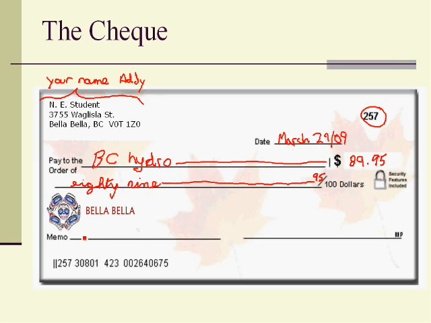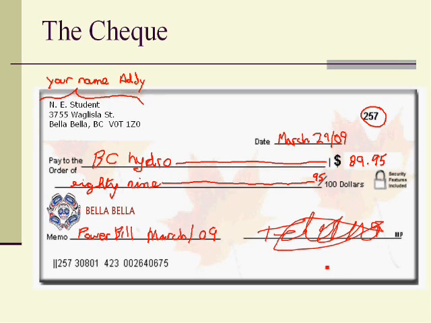Memo, what am I paying it for? Well, I'm just going to note what it is. It's my power bill for March 09. And over here is where I'm going to put my signature, which is very hard to do with a computer mouse. So that's a filled out check.